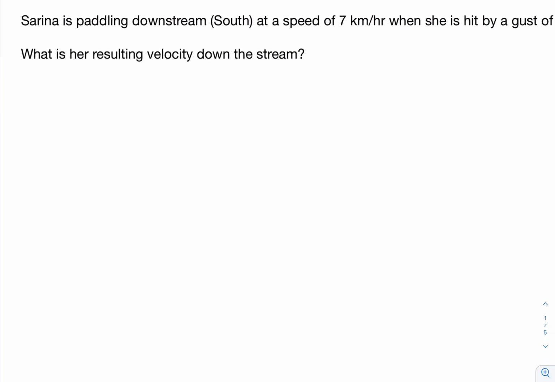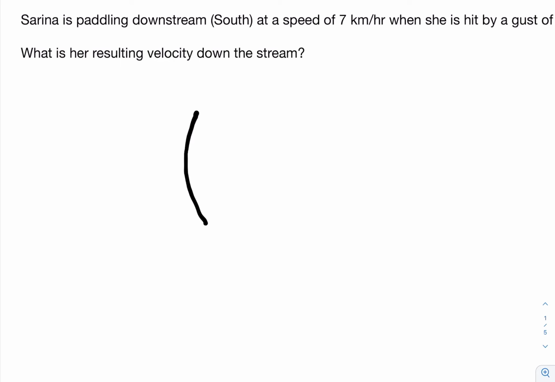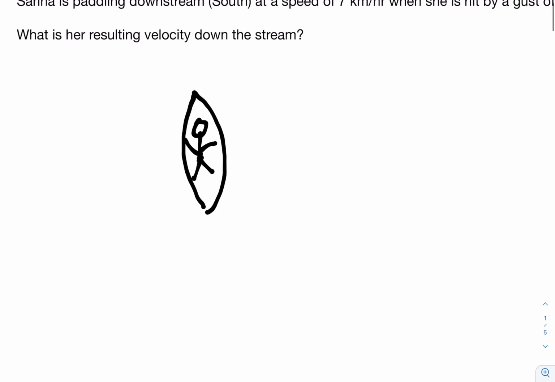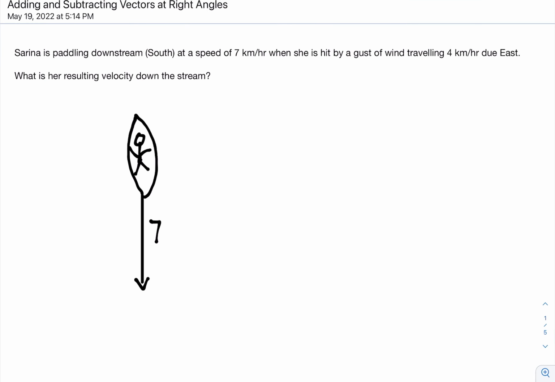Okay, so if we draw this out, we have Serena here in her boat. This is Serena, I know, it's a great drawing. And she's traveling downstream south, so we can draw an arrow going down to represent south. We'll call down south. And we know that the length of this arrow is going to be 7. Okay, so this is what's called a vector.